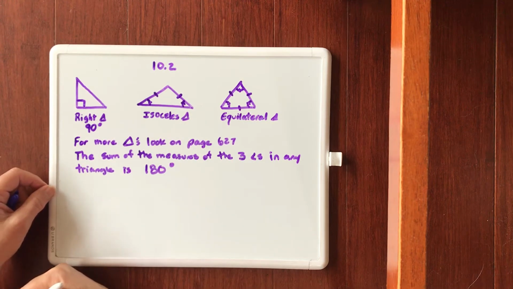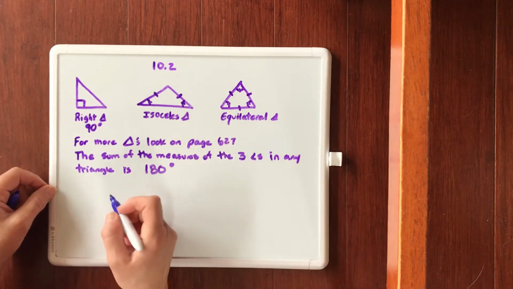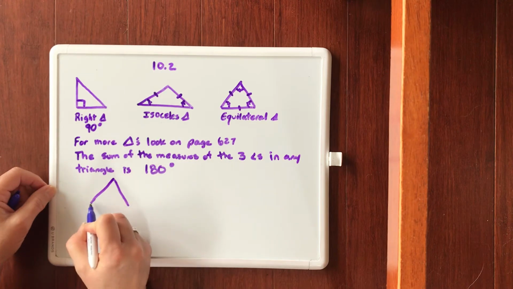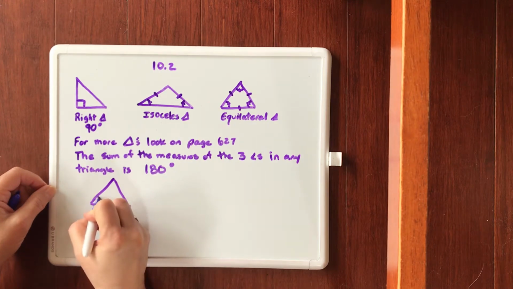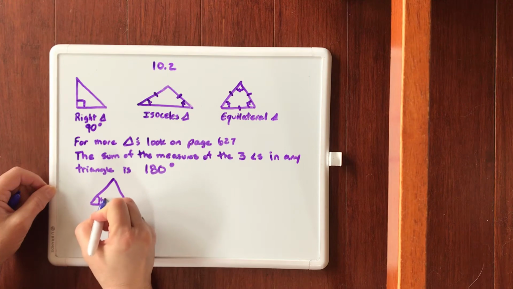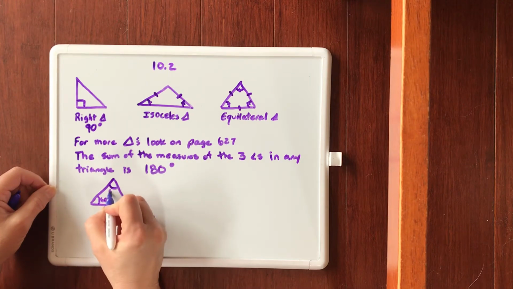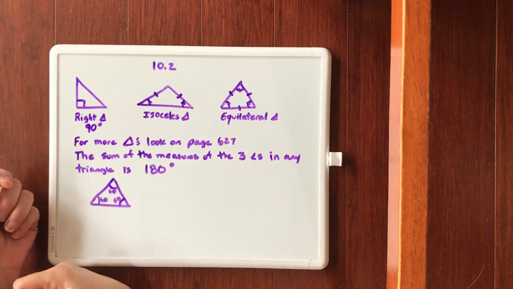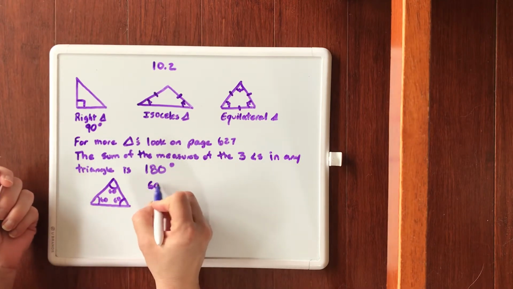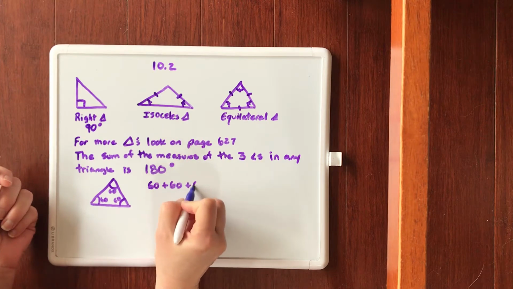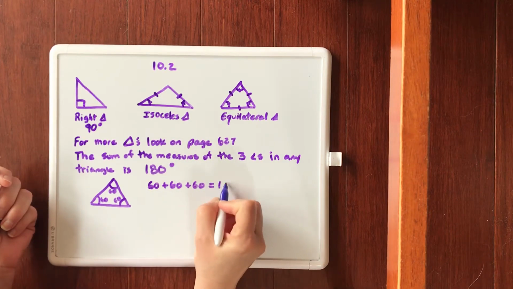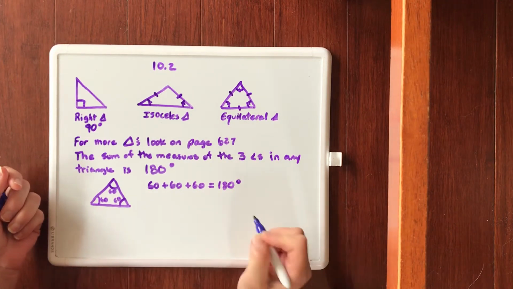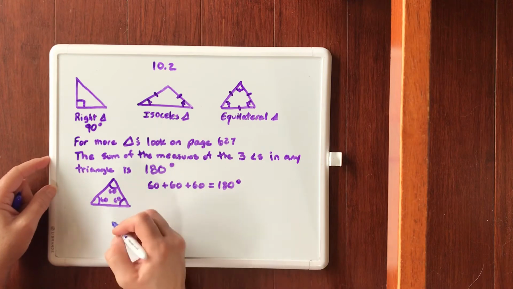Okay? Well, let's look at the equilateral. I'm going to draw it again right here. This angle is 60 degrees, and this angle is 60 degrees, and this angle is 60 degrees. When we add them all up, 60 plus 60 plus 60 equals 180. Okay? 180 degrees.